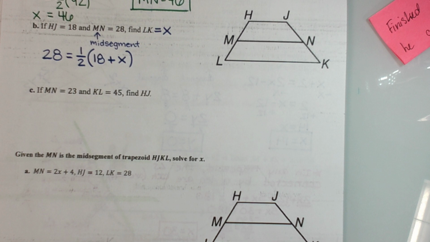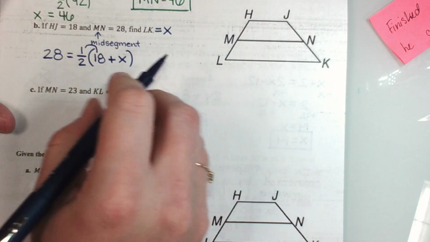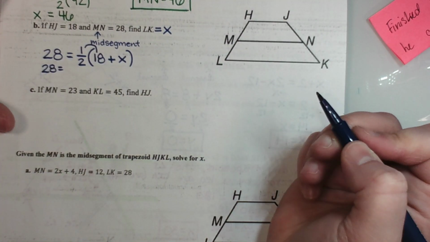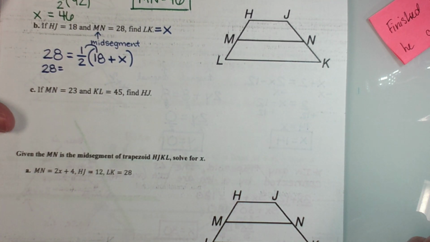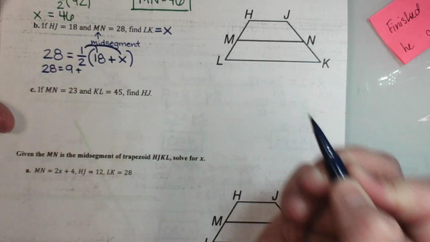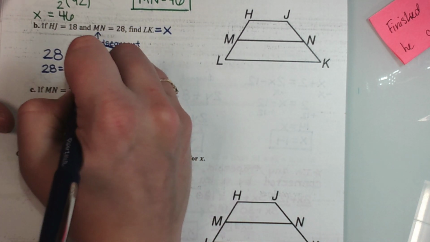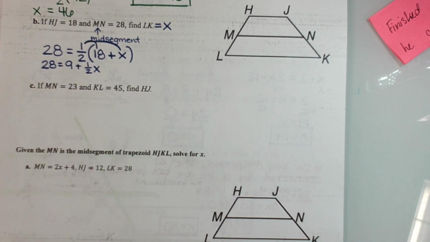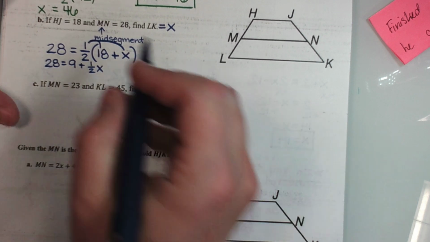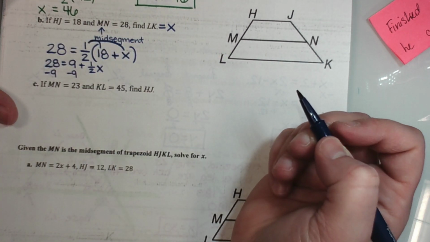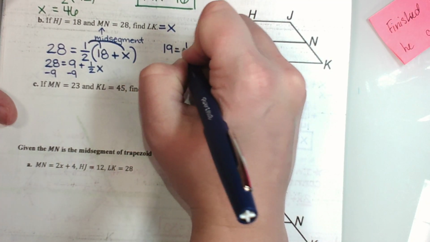This one solves a little differently. If I want to solve this, what do I have to do? Distribute. I have to distribute the 1/2. I get 28 equals 1/2 times 18? 9. Plus 1/2 times x. 1/2 x. I want to solve for x. Do I get rid of the 9 or the 1/2 first? 9. Undo the adding and subtracting first. The numbers in front of x go last. Subtract 9. 28 minus 9 is 19. 19 equals 1/2 x.